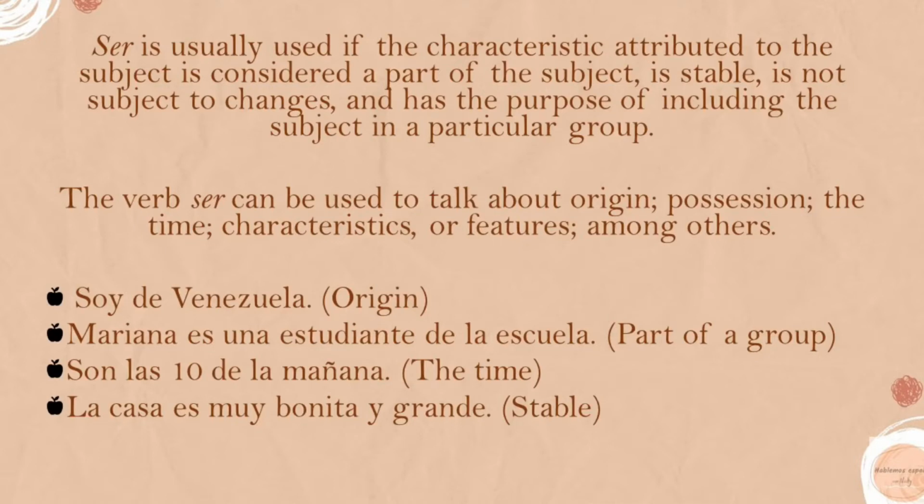Some examples are soy de Venezuela. This refers to my origin. This will never change. Then we have Mariana es una estudiante de la escuela. In this case, we're saying that Mariana is a student from the school. She is part of a particular group, this group of students.